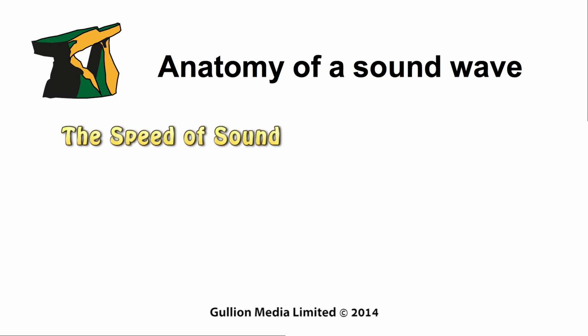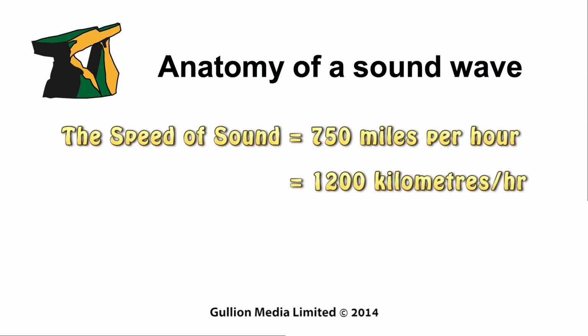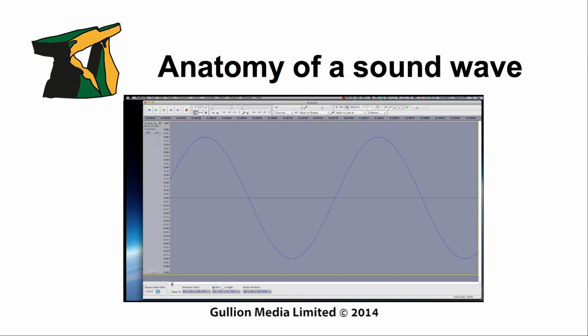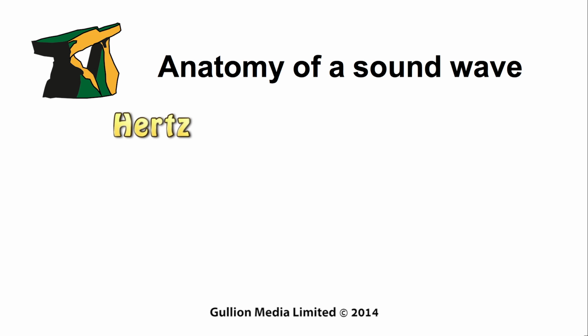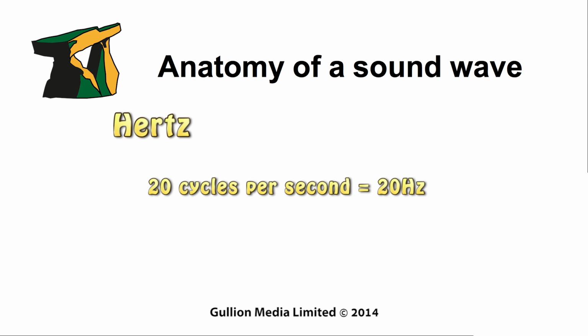Sound travels at approximately 750 miles per hour, or 1200 kilometers per hour, depending on the temperature and humidity of the air, which corresponds to 330 meters per second. Frequency consists of the number of complete crests and troughs occurring in 1 second. This is measured in hertz, so 20 cycles per second equals 20 hertz.